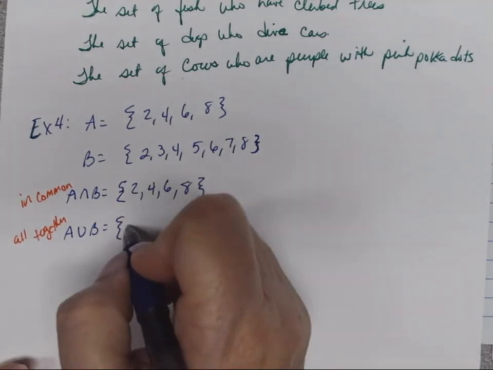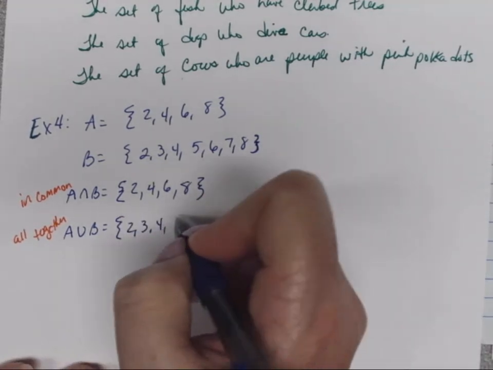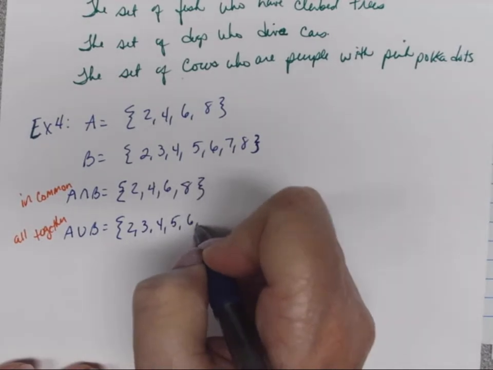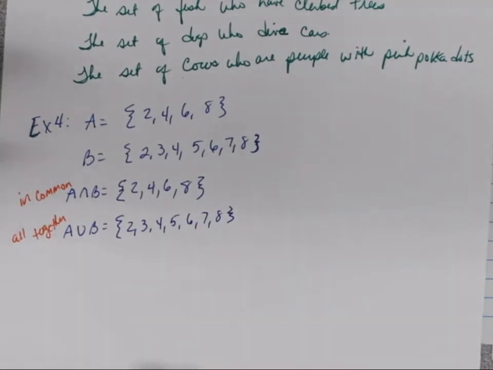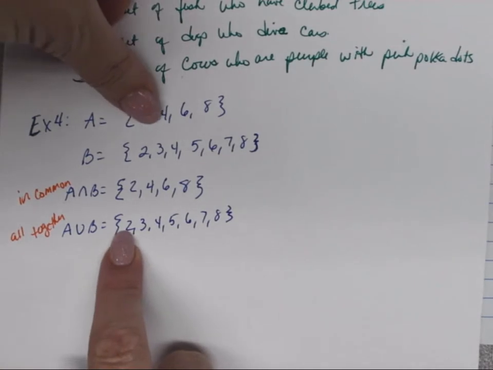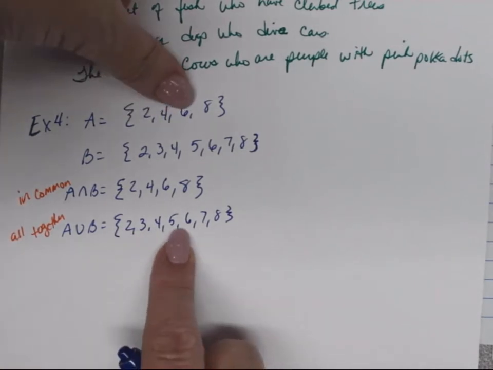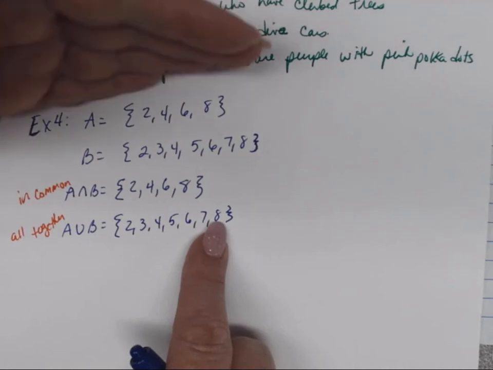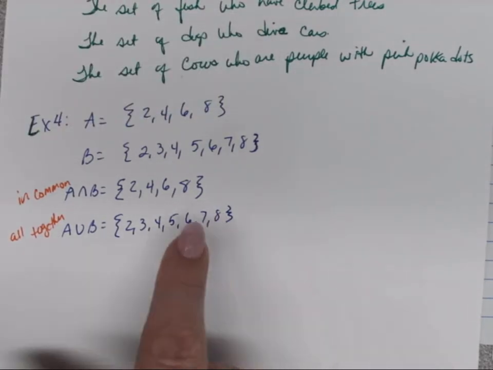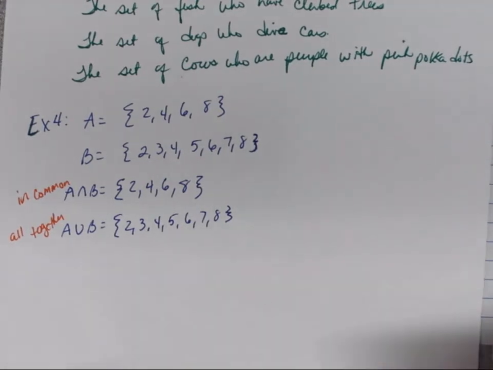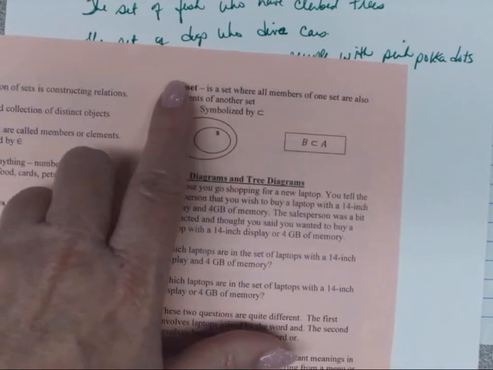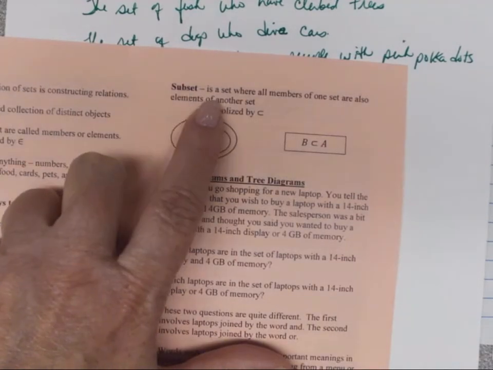So I'm going to write all of set B, and then I'm going to see if there's anything in set A that's not in set B. All right, I already have the 2, I have the 4, I have the 6, and I have the 8. There's nothing left in set A that also needs to be in here because all of set A is in set B, which leads us to the next part on our handout here, it's called a subset.